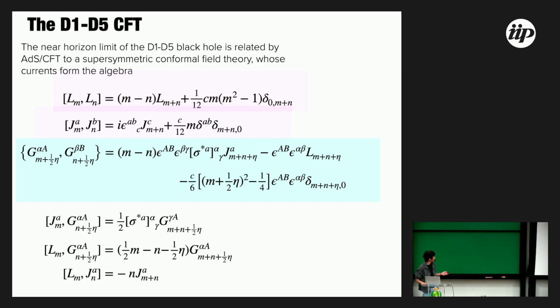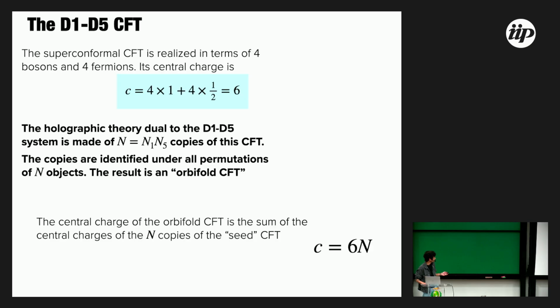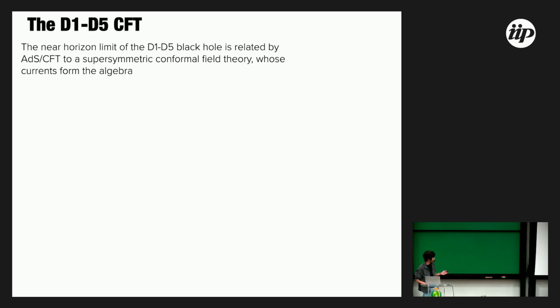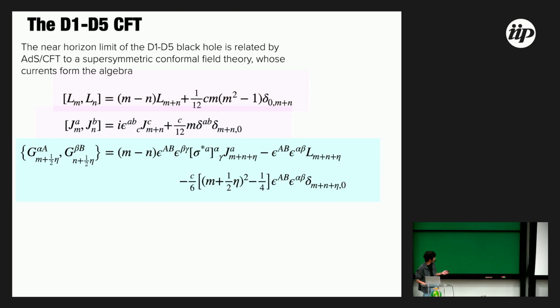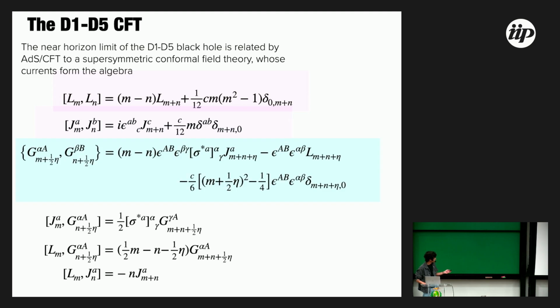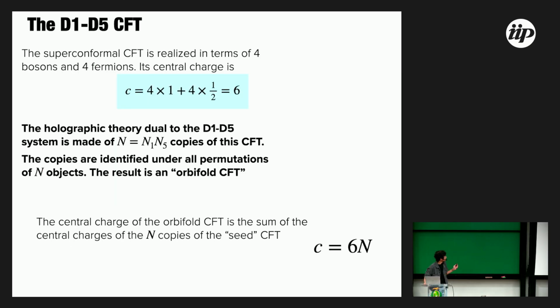They actually have an explanation and a correspondence with the geometric picture. So that algebra can be realized by 4 bosons and 4 real fermions. And the central charge you can compute because the central charge for one boson is 1, for one fermion is 1/2, and so the total central charge of that theory is 6.